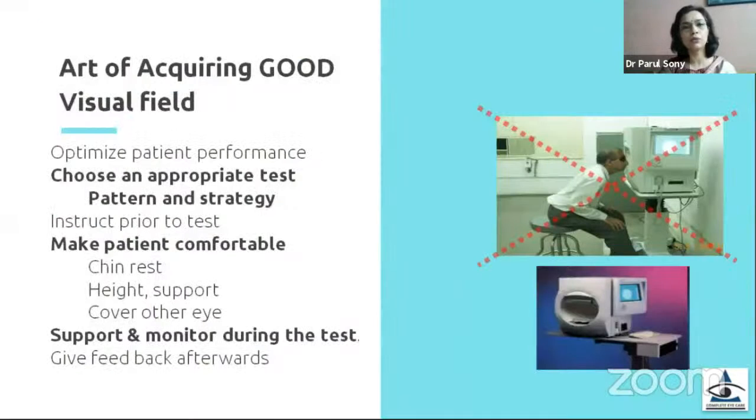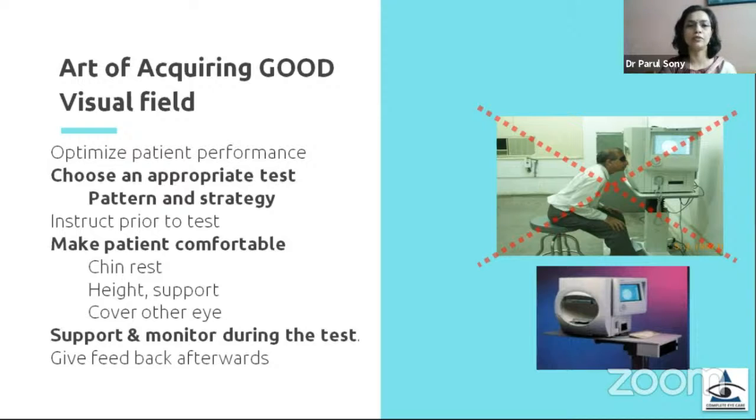I won't be going into the details, but whenever we are ordering a field, we should ensure what is the type of strategy that we are ordering for that particular patient. And before we start a field, we should explain to the patient what we are going to do, make the patient comfortable, and support and monitor him throughout the test so that we can have a very good outcome and a reliable visual field.